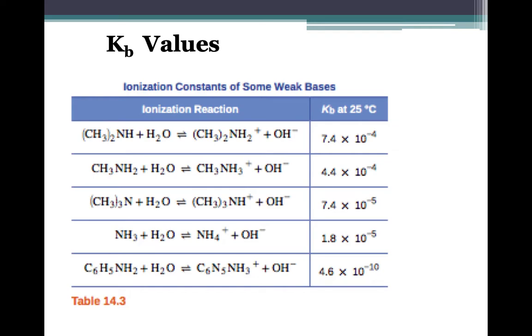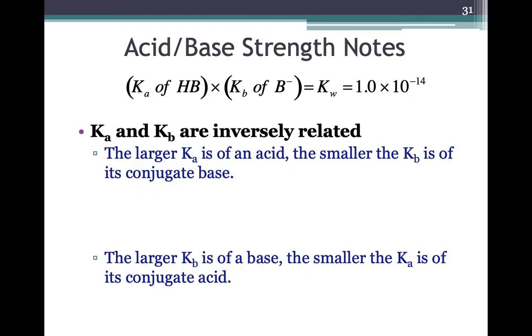And we see that diethylamine or dimethylamine, the first one, has a Kb of about 10 to the negative fourth, and we get down to the bottom one, and it's 10 to the negative 10th. So the bottom one would be the weakest base. And again, you don't need to write these down. You just need to be able to look them up.